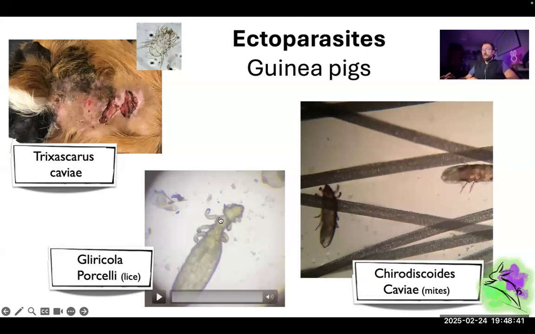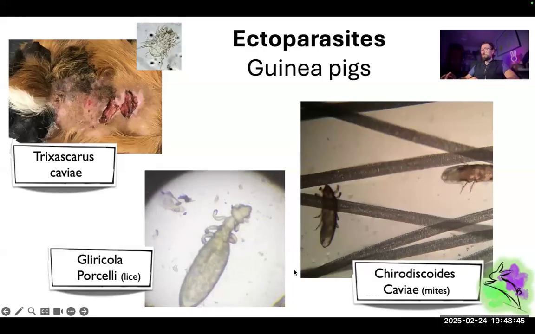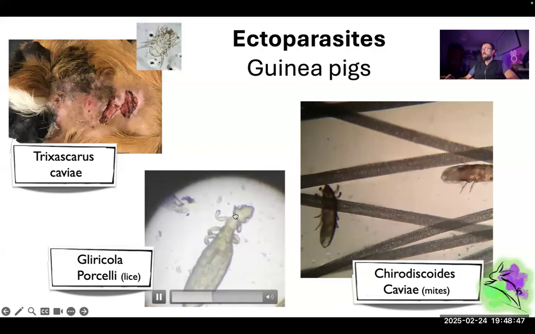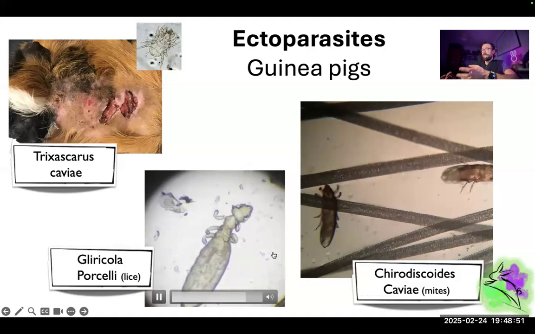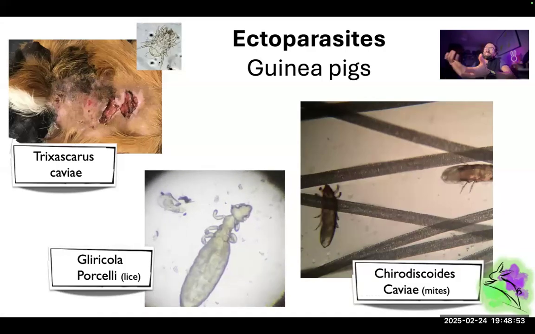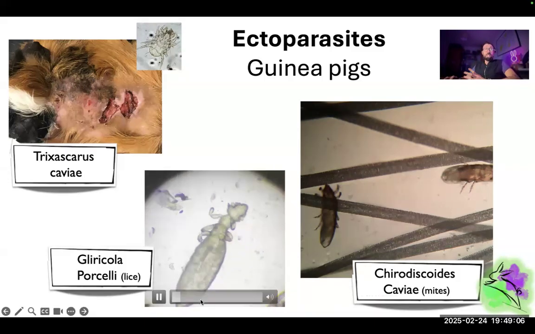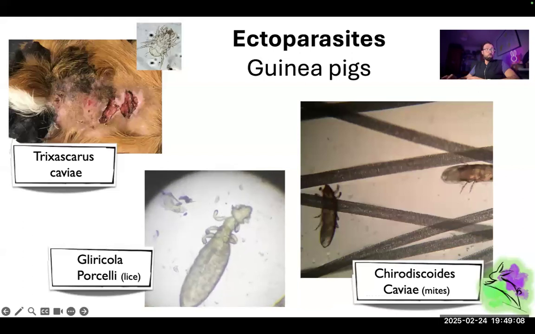And the Gliricola porcelli is a louse. What I found very interesting on this one is how they can move the eyes. I know it's mad, but again, you need to find something interesting in what you're going to do every day. And this one is also mainly on fur, so there are no major signs that you can obviously see or identify to see what is going on.